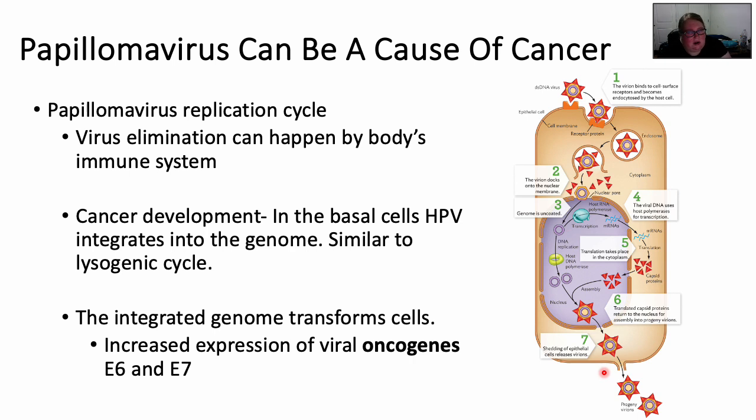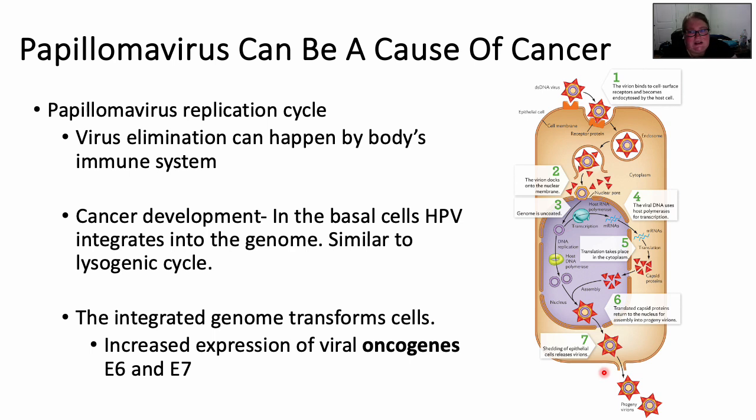When they integrate, it can either disrupt genes or lead to the expression or increased expression of certain genes. Because of how it integrates into the genome, it's very similar to that lysogenic cycle we talked about earlier in chapter 12. So let's talk about what happens when it changes the expression of certain genes. With these genes, we're going to talk about the increased expression of the E6 and E7 viral oncogenes. So onco means cancer. So oncogenes means genes that cause cancer.